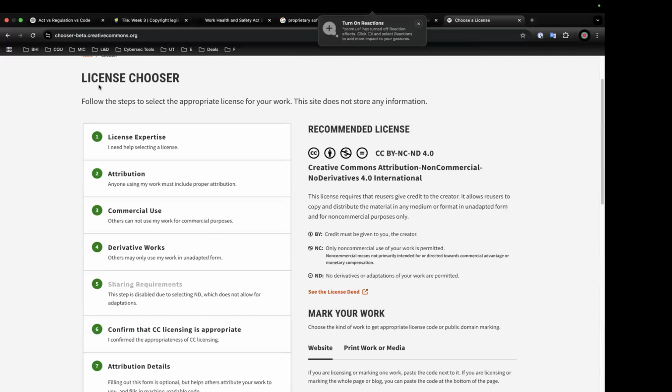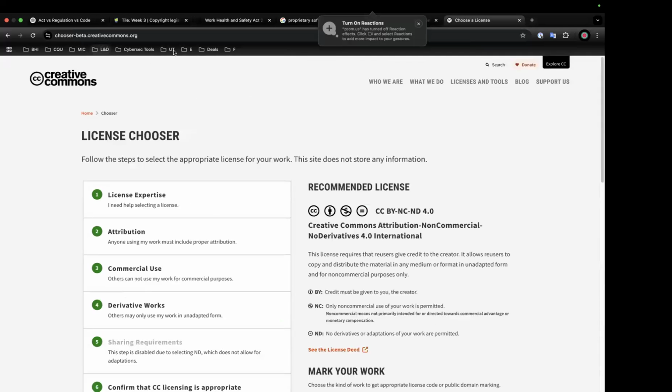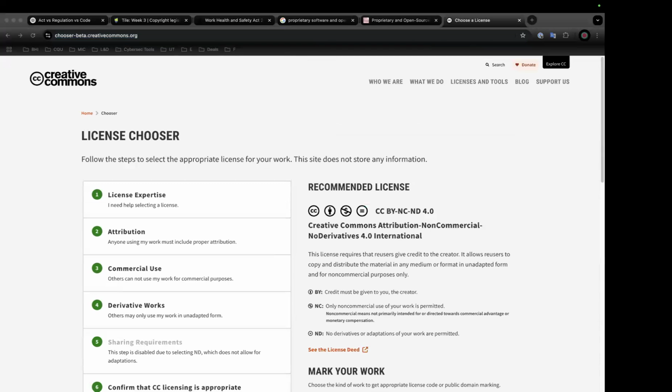Cool. So have a look through this in your own time. This is what you can apply for if you wanted a means of sharing your work. Okay. I'll just paste it in the chat again.